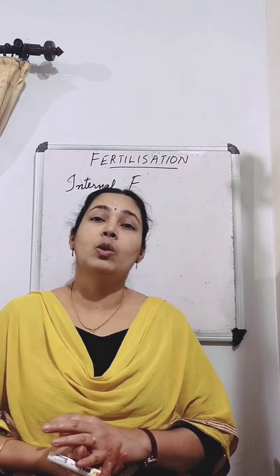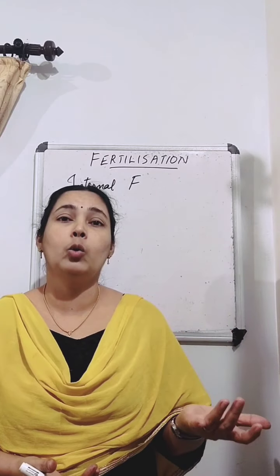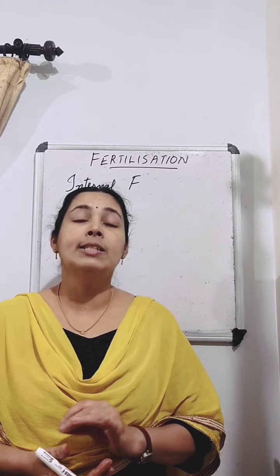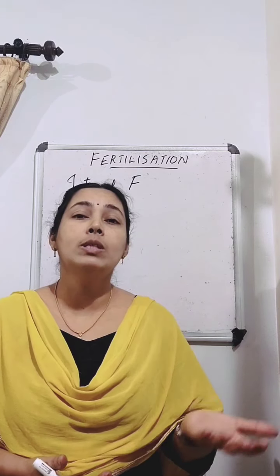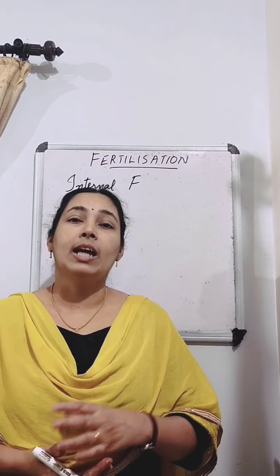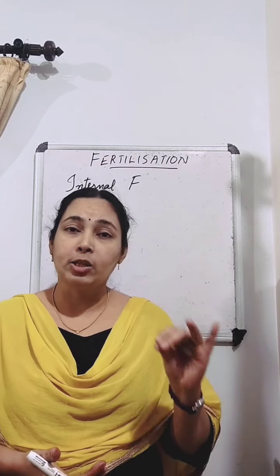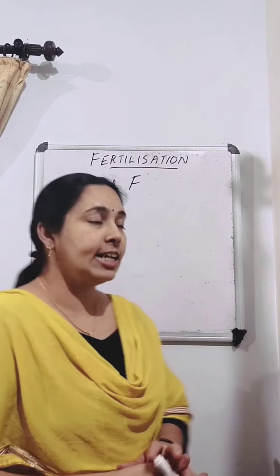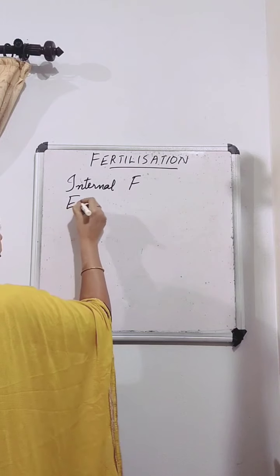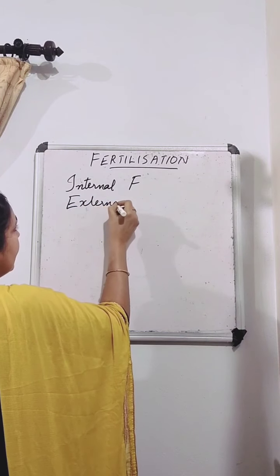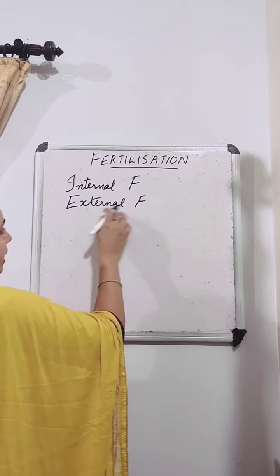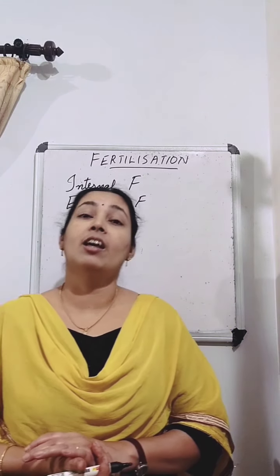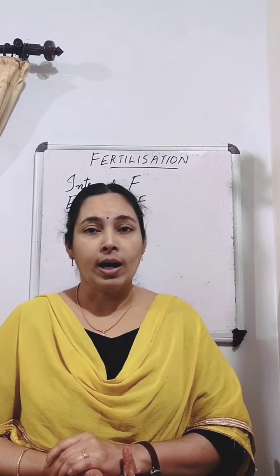Internal fertilization occurs in many animals including humans, cows, dogs, etc. But in many animals, fertilization takes place outside the body of the female. And that type of fertilization is called external fertilization. So if fusion of male and female gametes takes place outside the body, that is called external fertilization. And in external fertilization, fertilization takes place in water.